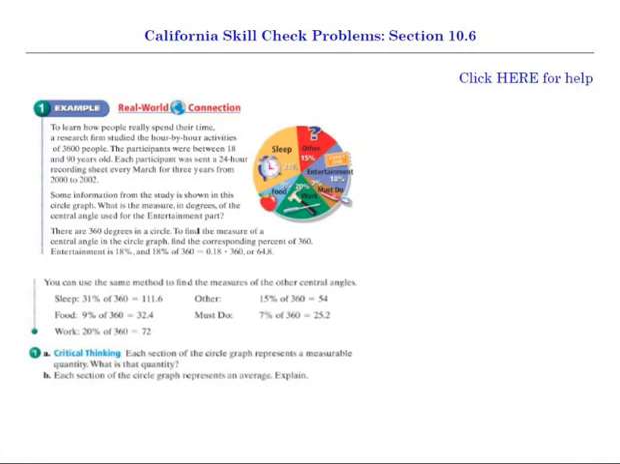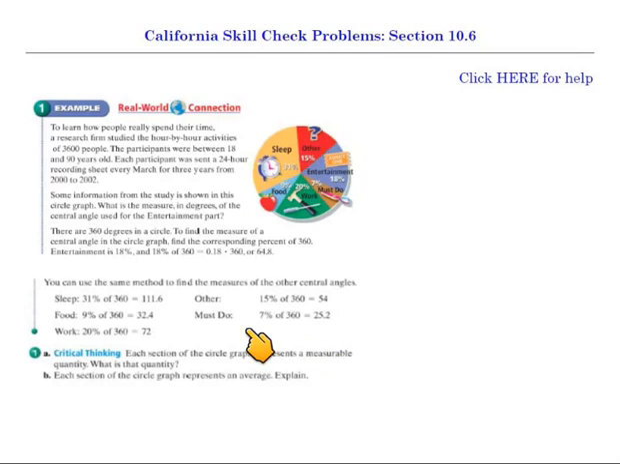Alright, we're going to look at some of the California skill check that you have for homework here. So this first one deals with this pie chart, which has percentages on it. They asked 3,600 people these questions in terms of their activity, and these are what came back in terms of hours in a 24-hour period. Then they averaged those values to get the sleep, other, entertainment, work, food, how people spent their time.